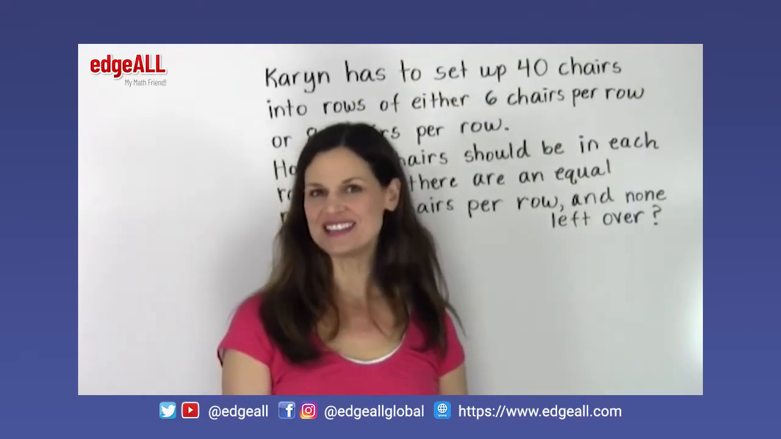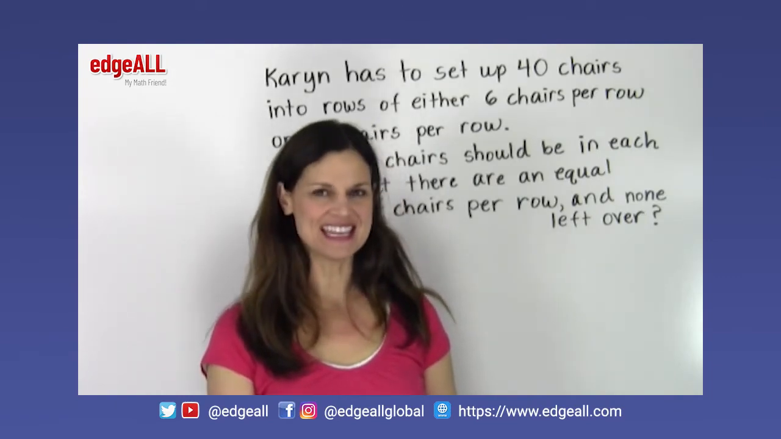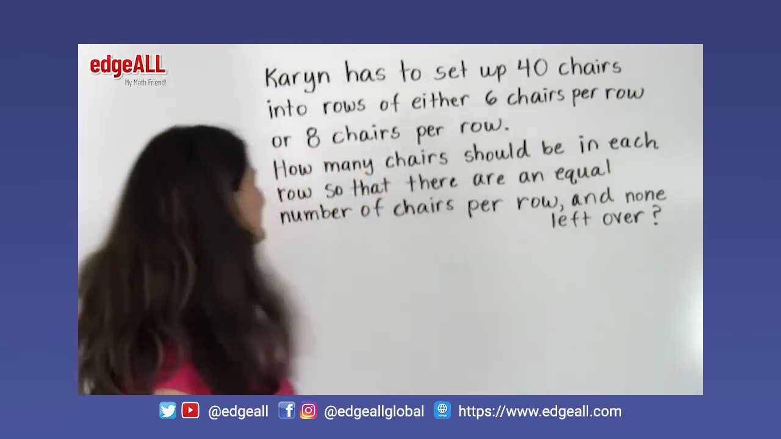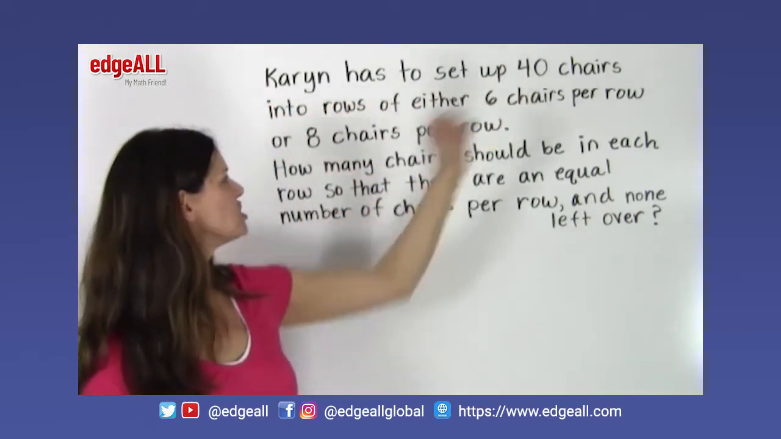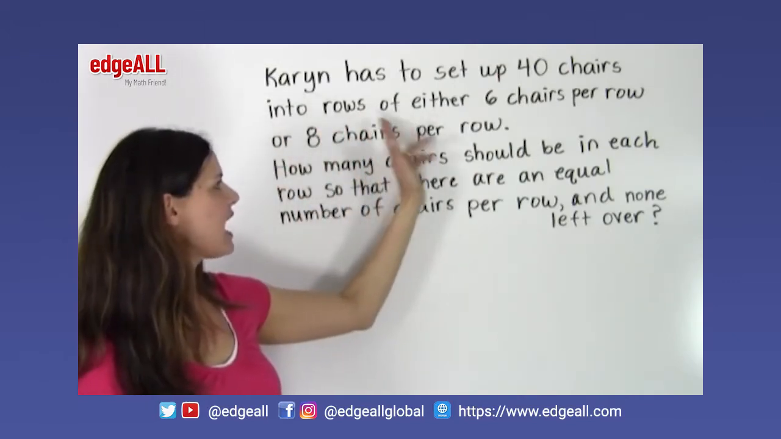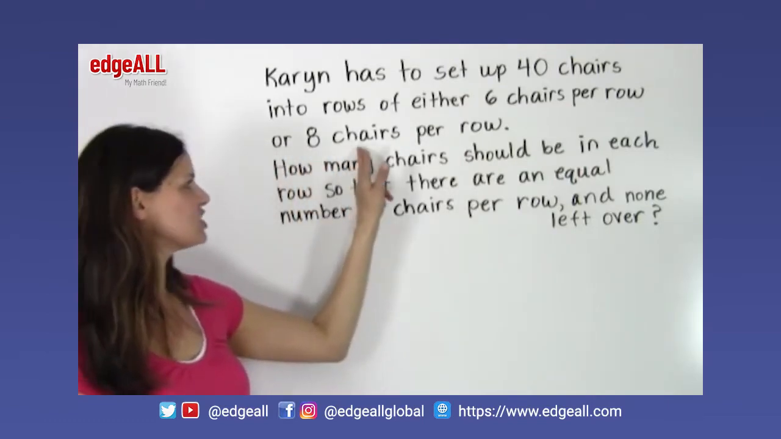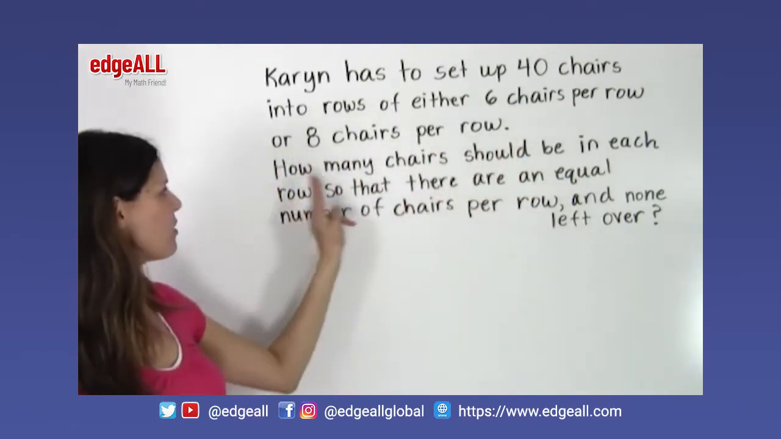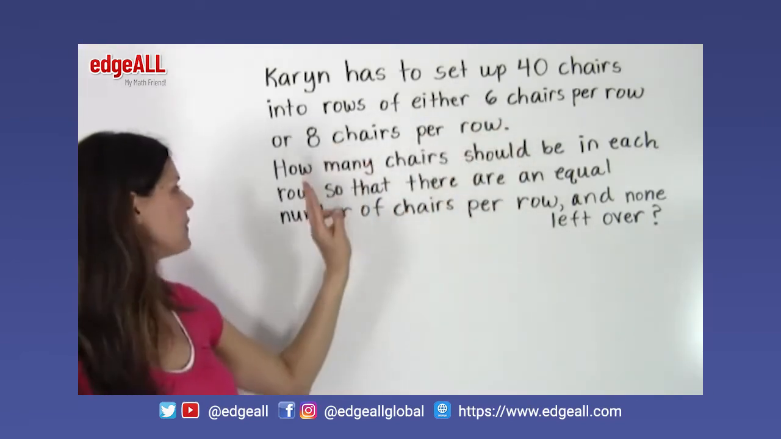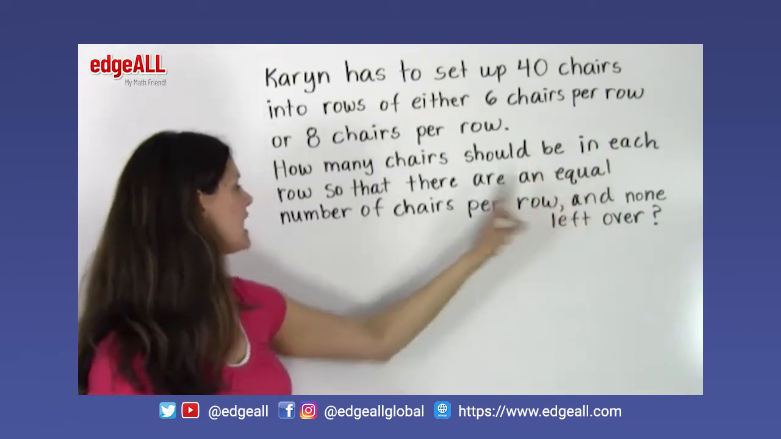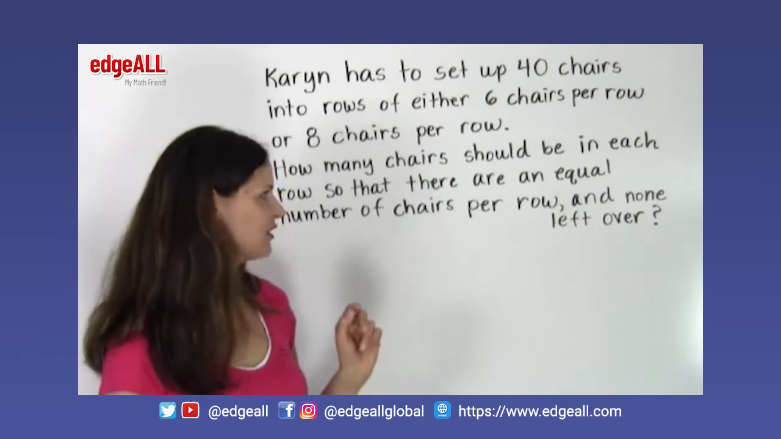Let's look at a real-life example of a problem that uses divisibility to come up with the solution. So we have a problem here that says Karen has to set up 40 chairs into rows of either 6 chairs per row or 8 chairs per row. How many chairs should be in each row, either 6 or 8, so that there are an equal number of chairs per row and none left over?